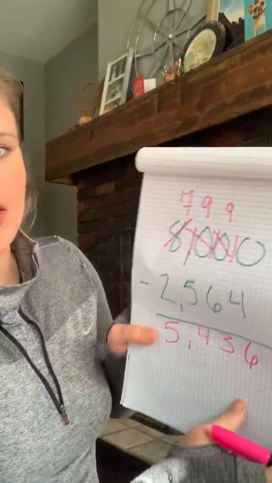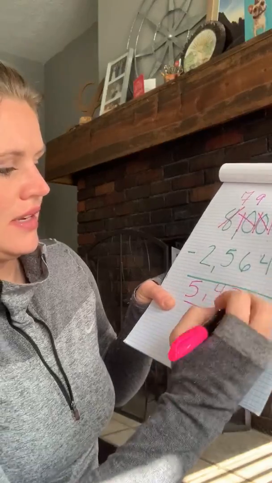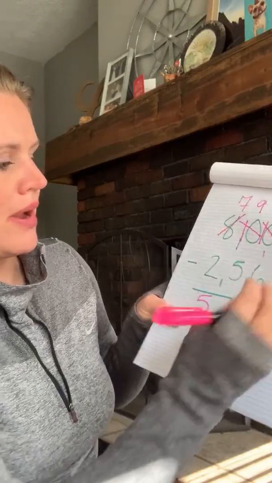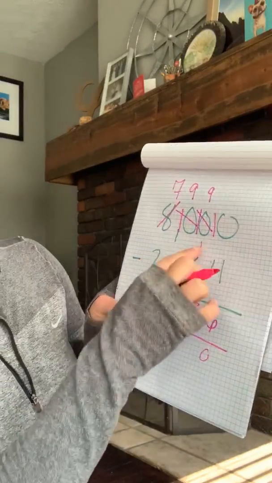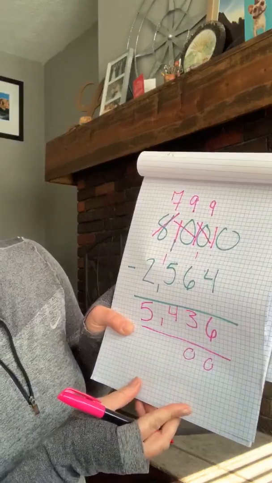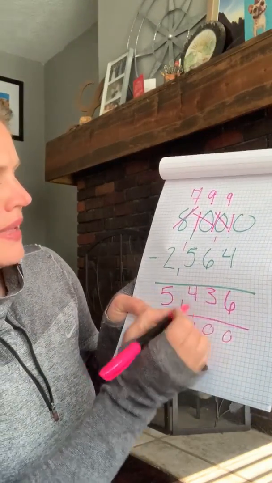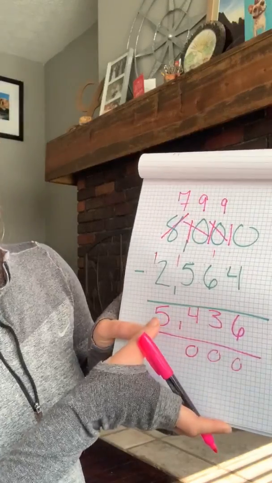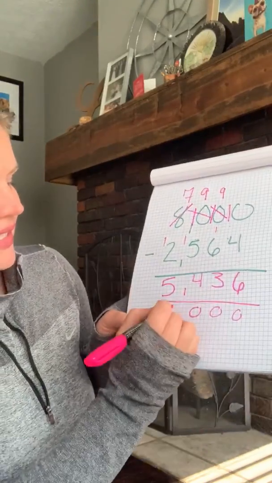I'm going to start. I have 4 plus 6 is 10. So I place my 0, carry my 1. 6 plus 3 is 9, add 1 is 10. I place my 0, carry my 1. I have 5 plus 4 is 9. 9 plus 1 is 10. Place my 0, carry my 1. 5 plus 2 is 7. 7 plus 1 is 8.